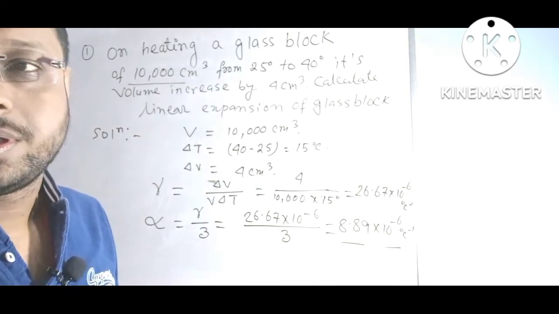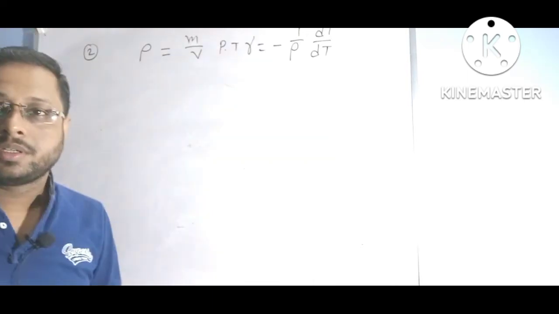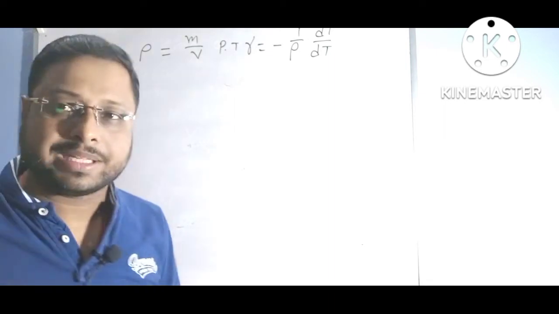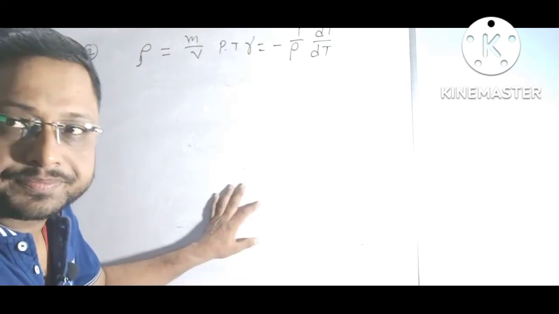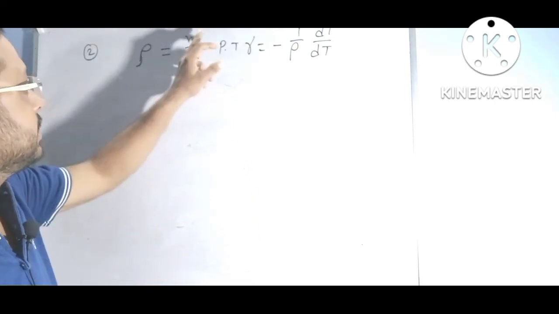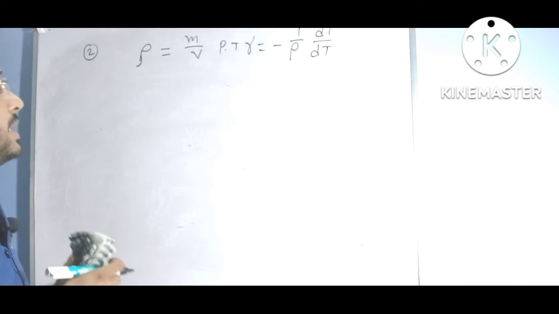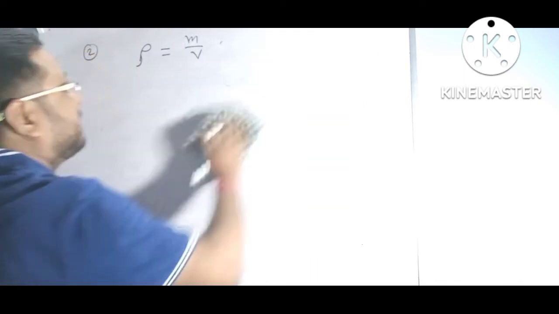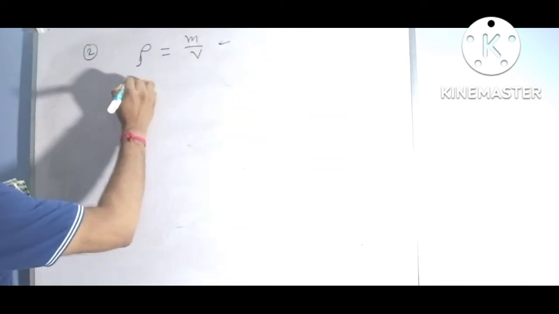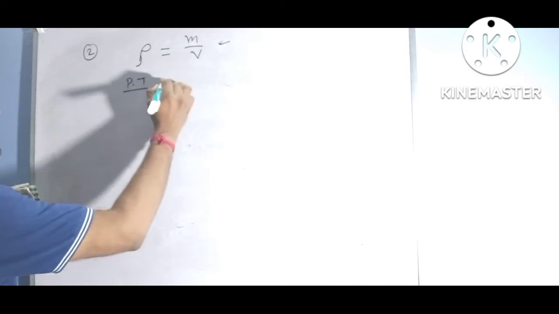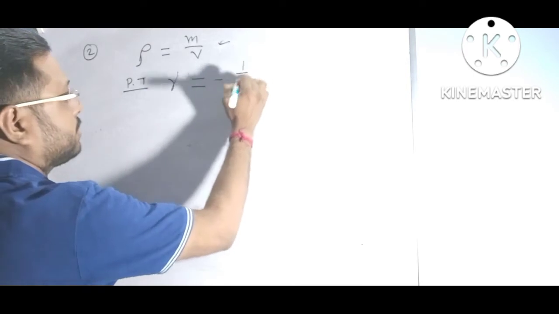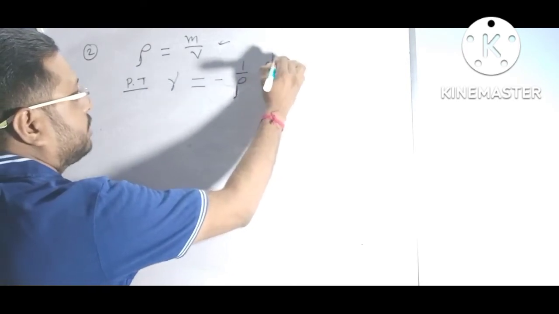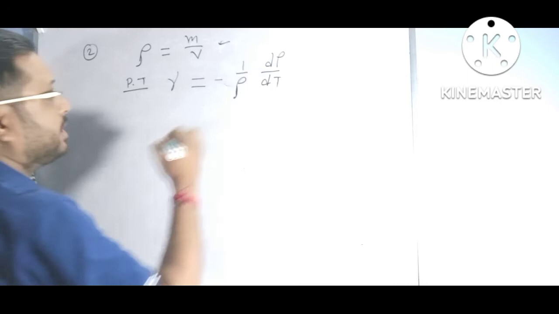So next we go for the second problem. The density rho of a material is given by mass by volume. We have to prove that the coefficient of volume expansion gamma is equal to minus 1 by rho into d rho by dT. How can we prove that?